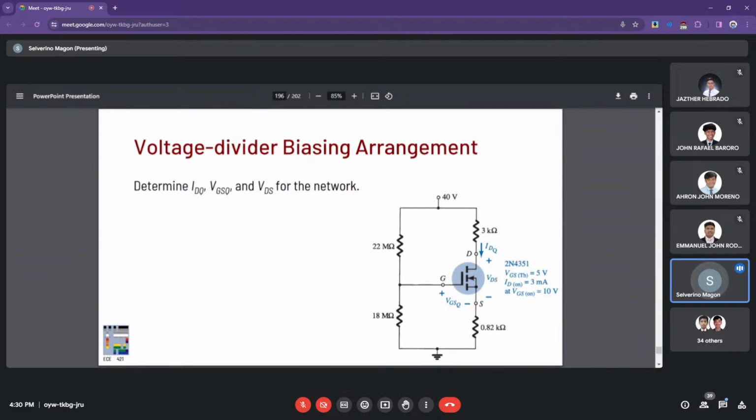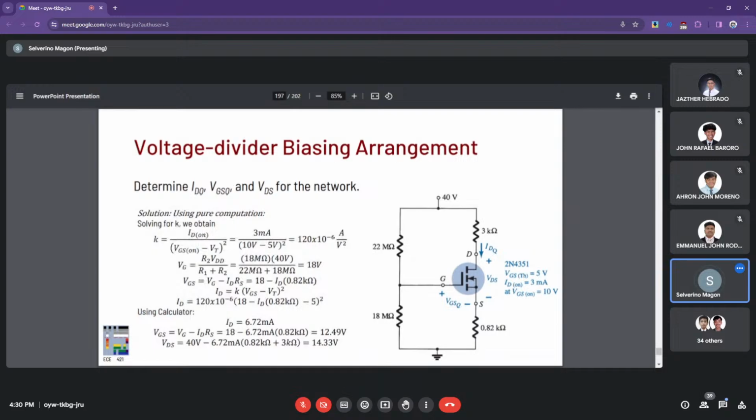And so, say for example, we have the following problem provided that the 2N4351 MOSFET has a threshold voltage of 5 volts, drain current in on condition at 3 milliamps, and at 10 volts VGS. Right, so first we have to solve for the K value from the equation. Everything is provided, so we just plug in all those values. So we have the K at 120 micro, 120 of a million. No?